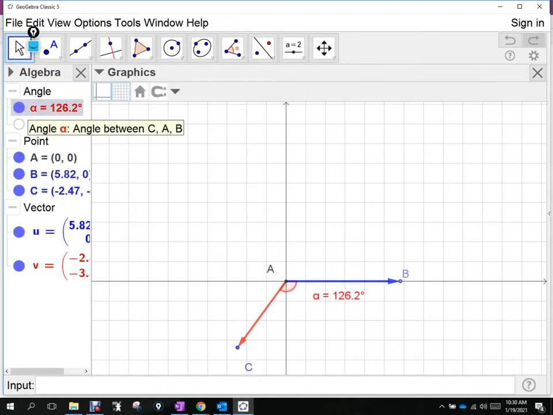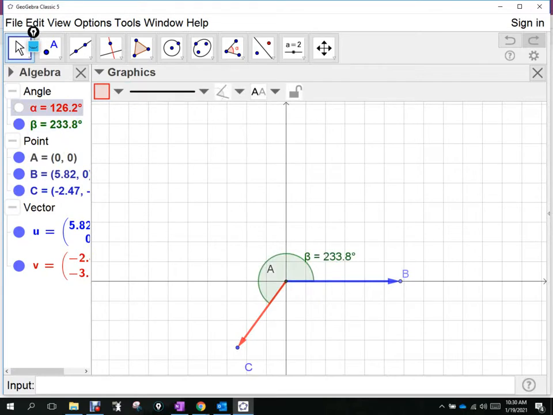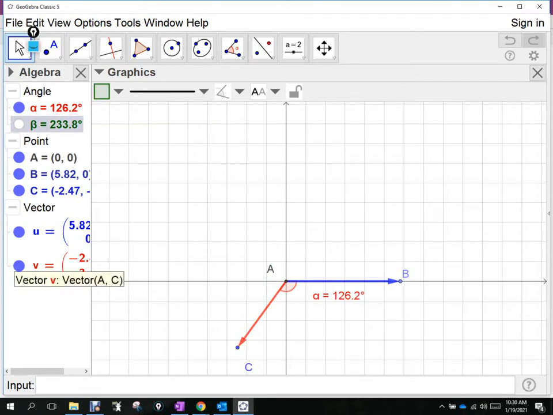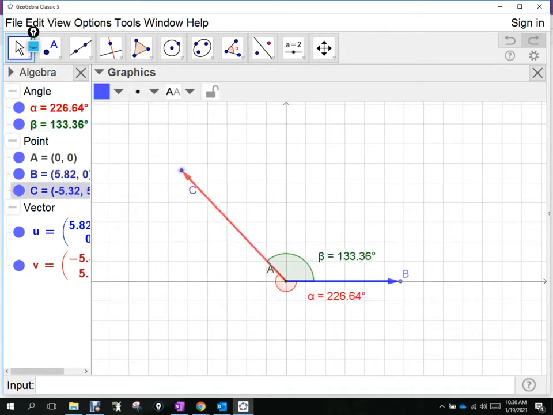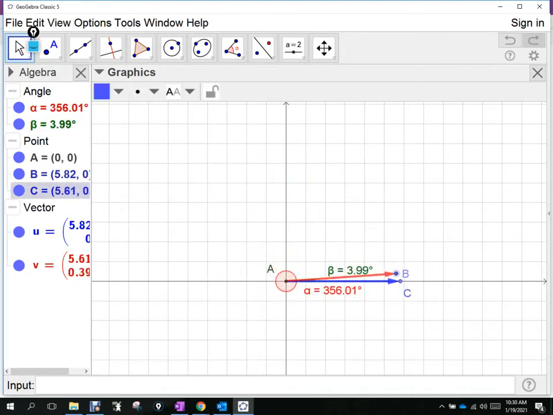So what we find out is that what I know about the angle of 233.8 is the exact same thing that I know about the angle of 126.2. So they will go hand in hand with one another. Does that make sense? So there's nothing wrong with talking about angles that are bigger than 180.